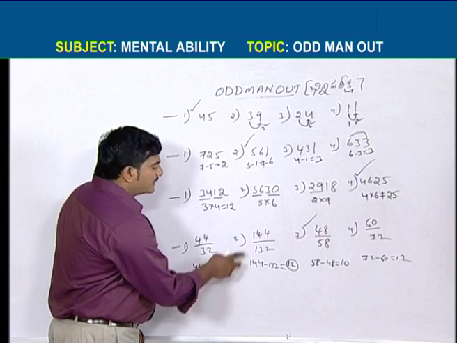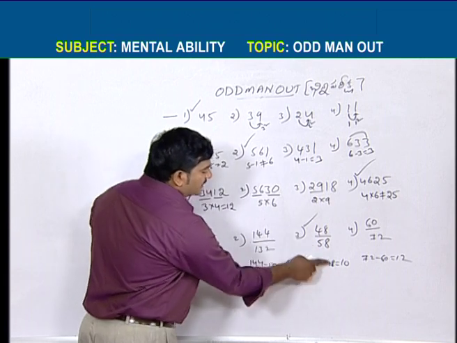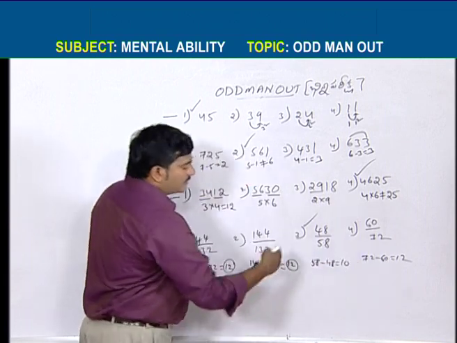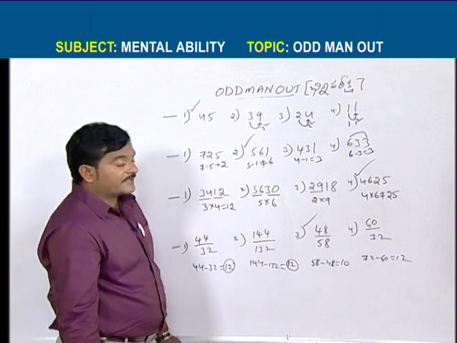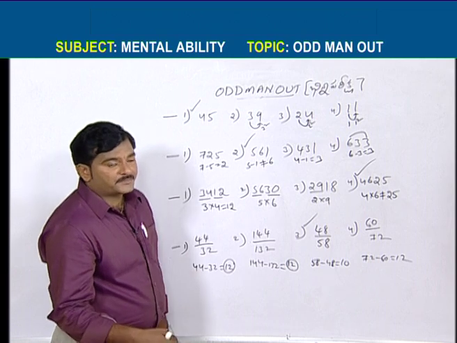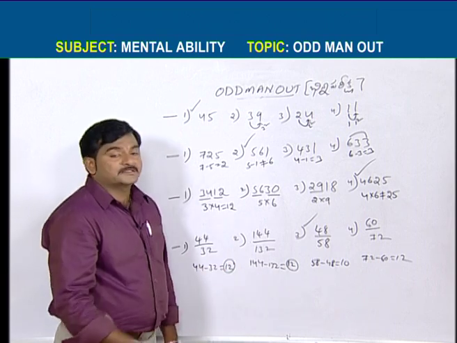Its difference is 12. Its difference is 10. Its difference is 12. So hence, the difference of numerator and denominator I am getting is 12 in all the options, but it is not possible in the third option. Hence the third is the answer.